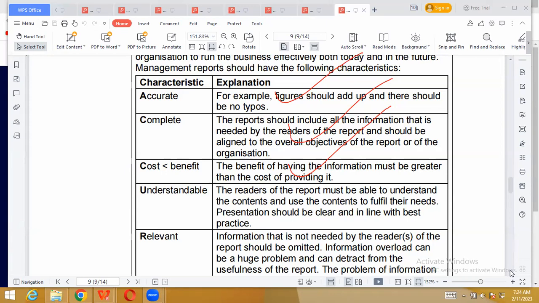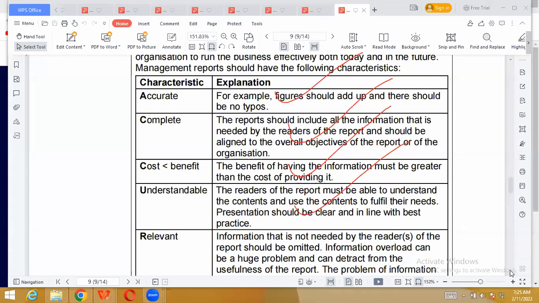Understandable, meaning that the readers of the report must be able to understand the content and use the contents to fulfill their needs, right? Use the contents to be able to fulfill their what? To be able to fulfill their needs. Presentation should be clear and in line with the best practice. So the presentation should be clear and should be in line with the best what? It should be in line with the best practice.